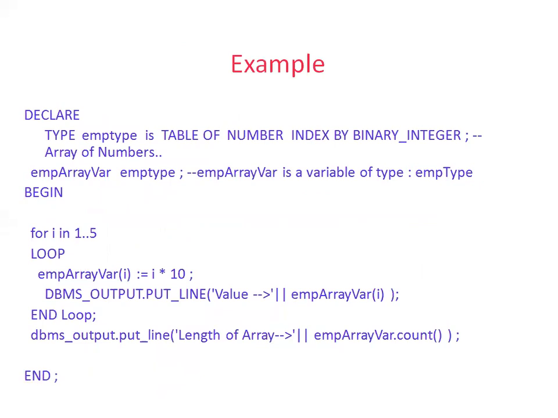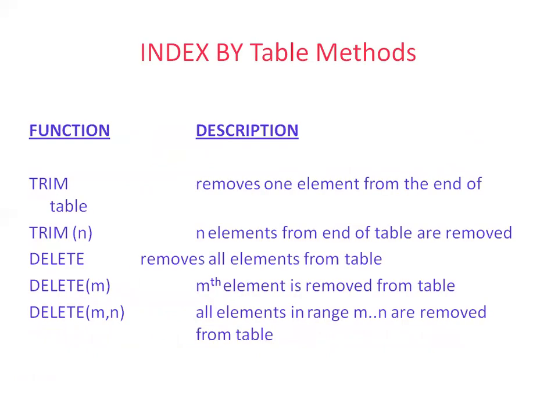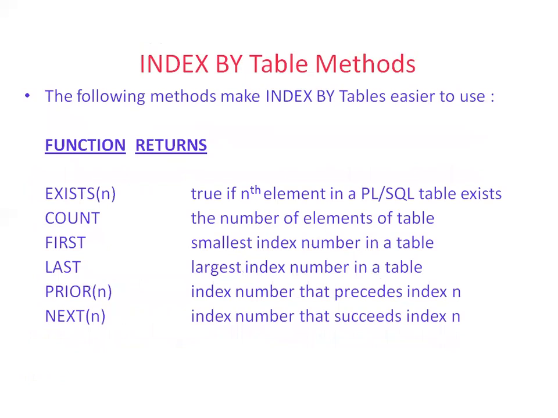Type emp type is a table of number indexed by binary integer, and then we declared a variable emp array of type emp type. What we are trying to do here, if you observe carefully, is simply assigning one particular column at each particular index. Just a simple one. And most of these array collections have different sets of methods like count, size, length, delete. There are a lot of things you'll come across. Just explore them. These are some of the table methods which I was telling about: access, count, first, last. You can explore all of these.